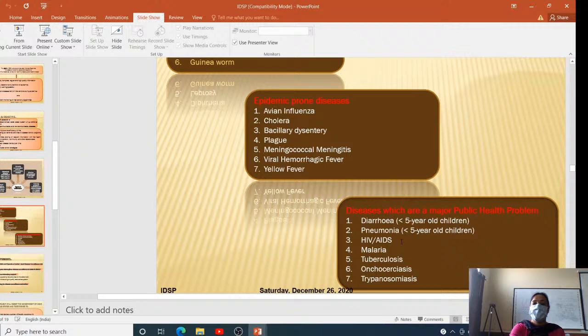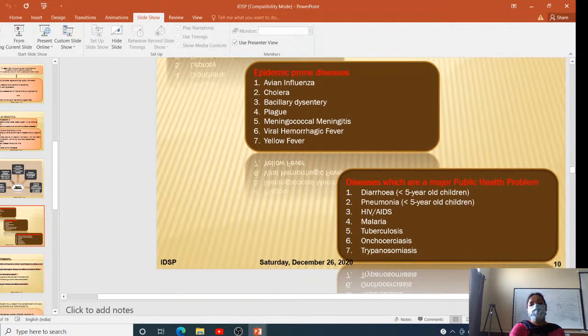Then we have HIV/AIDS again, which has international commitment. Malaria is a disease which we have not been able to control over the years. It is a major vector-borne disease affecting millions of people in the country every year. Tuberculosis is one. Onchocerciasis or river blindness is something. Trypanosomiasis or African sleeping sickness is also one of the vector-borne diseases which is a public health problem. So these are some of the problems which were identified at that point of time, and they were included in the list of diseases which were to be surveilled or closely watched.